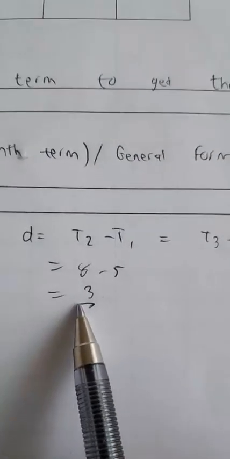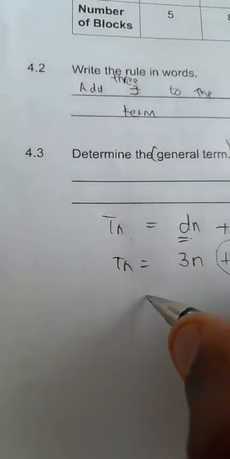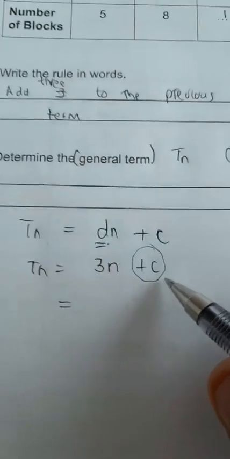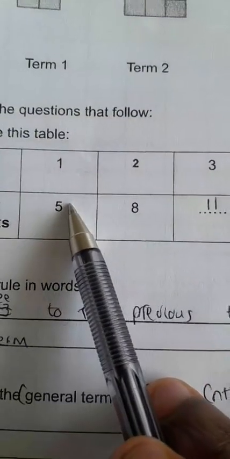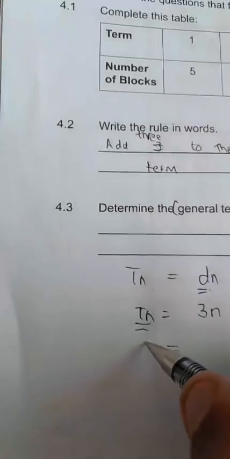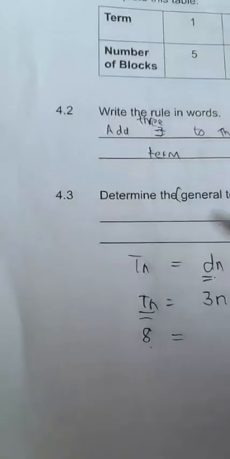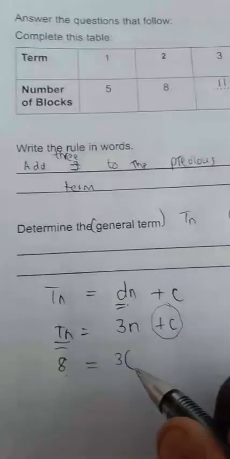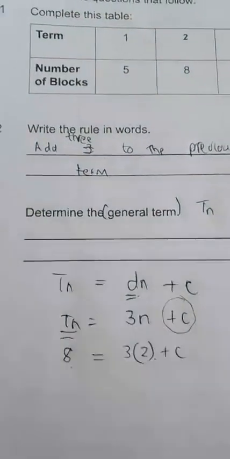How did you get the 3? We took T2 and we subtracted T1. Then we want to get the value of C. So how do we get the value of C? We can go to a particular value of a term. Let's just say we're going to take the value of the term 8. So in the place of Tn, because Tn is the value of the term 8, what is the position of 8? It is 2. So we substitute 2 in the place of n, plus C. That's how we're going to get our value for C here.